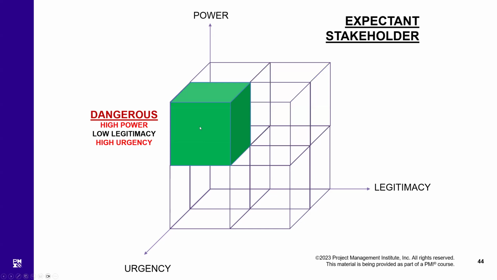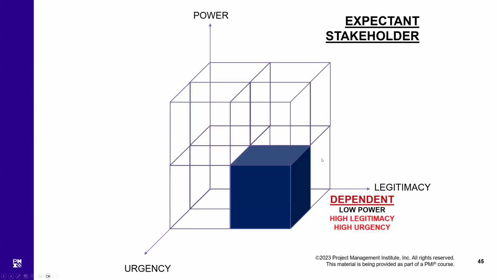This green one is high in power, yes. In power, we are upwards. Legitimacy, it is low, because it could have been in this area if it was to be high. That would have become definitive if the legitimacy was also high. It would have come here and then it would have been definitive. But because it is low in legitimacy and high in the other two things, this green one is dangerous.